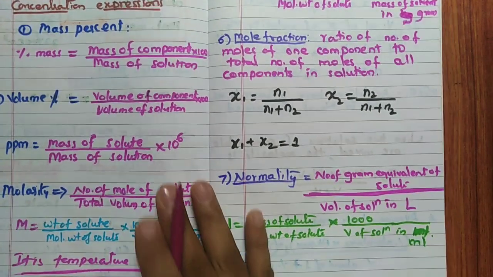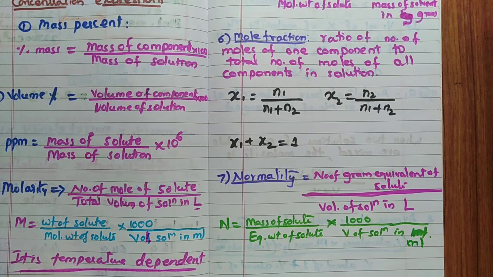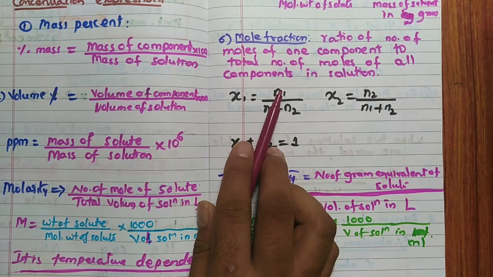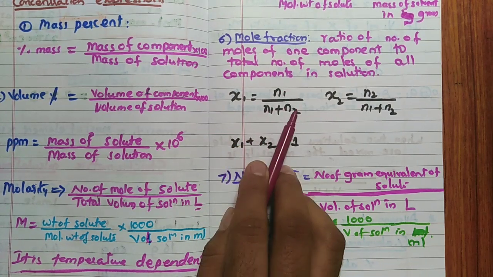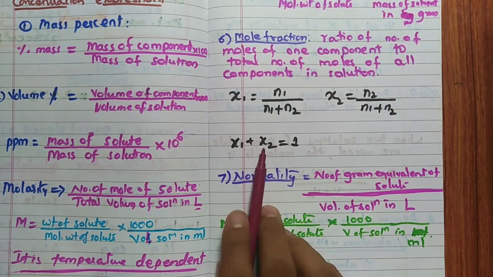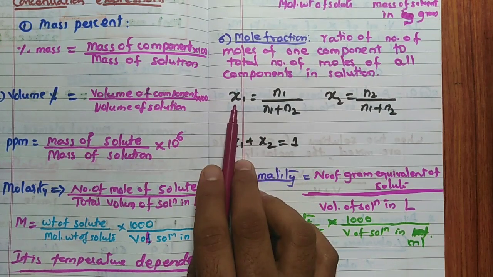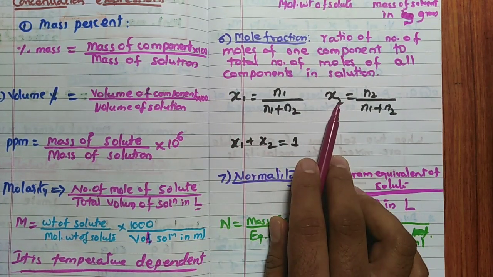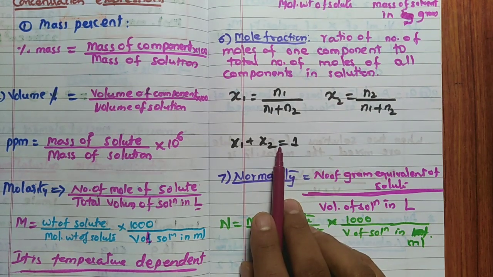Then mole fraction: ratio of number of moles of one component to the total number of moles of all the components present in the solution. For example, if the solution is binary, having one solute and one solvent, then if you want the solvent, x1 is number of moles of solvent divided by total number of moles, and x2 is number of moles of solute divided by total number of moles. x1 plus x2 is equal to 1. Mole fraction of the solute plus mole fraction of the solvent is equal to 1.